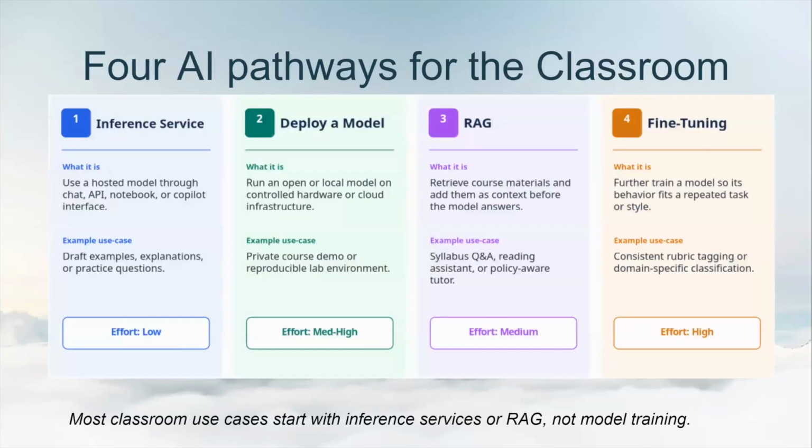So I promise we're going to focus in on 4 pathways for how you might use AI in your classroom, depending on what your needs are. The first one is inference service. And I think I mentioned this is like 95% of people that use AI are just talking about inference. So this is you using a hosted model through some sort of chatbot interface, through the API, through Notebook, or some sort of agentic or copilot interface.